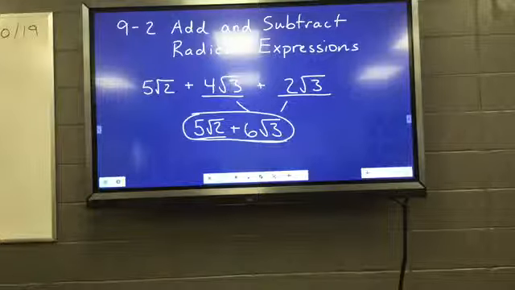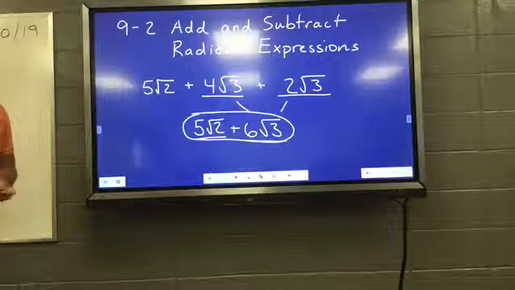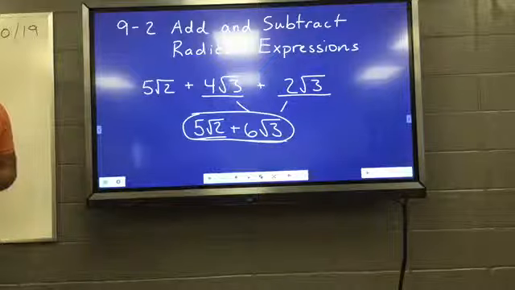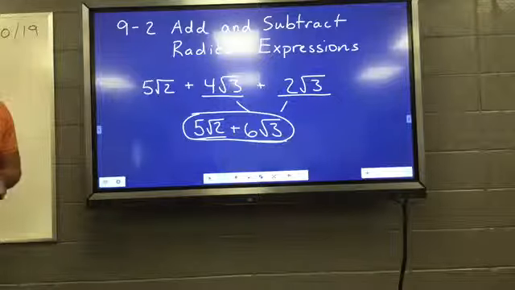Is there a possibility, when we get older and into harder math classes, that we could have a square root and another square root, so the radicand could be like the square root of 6 but the square root of 7? There is. Yeah, you can have anything.